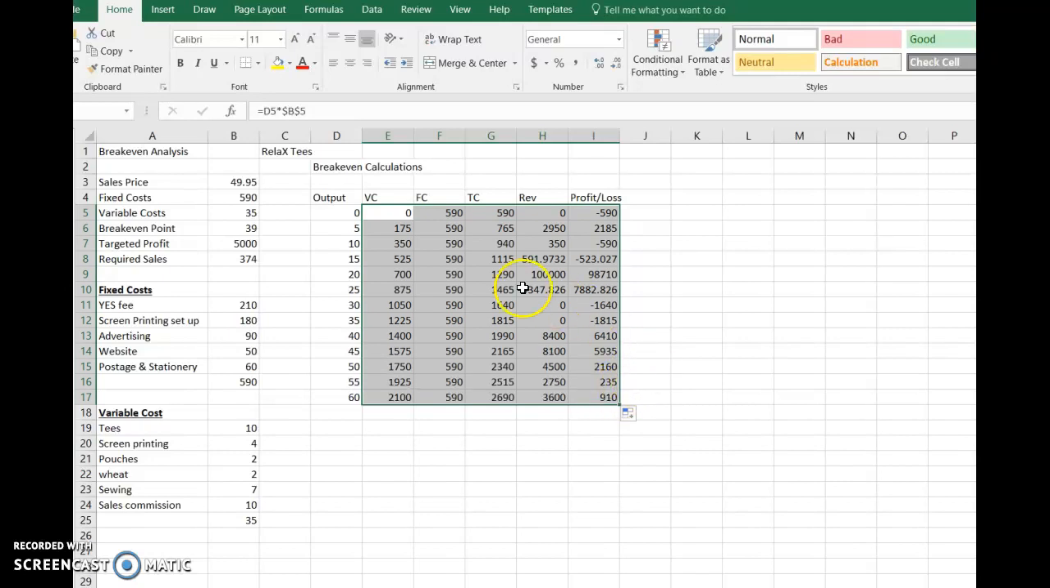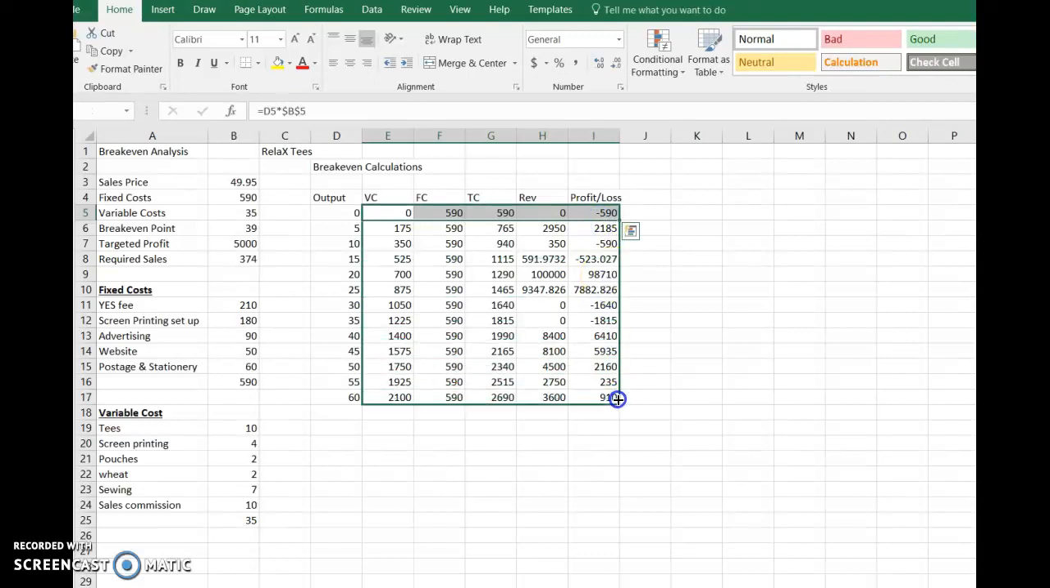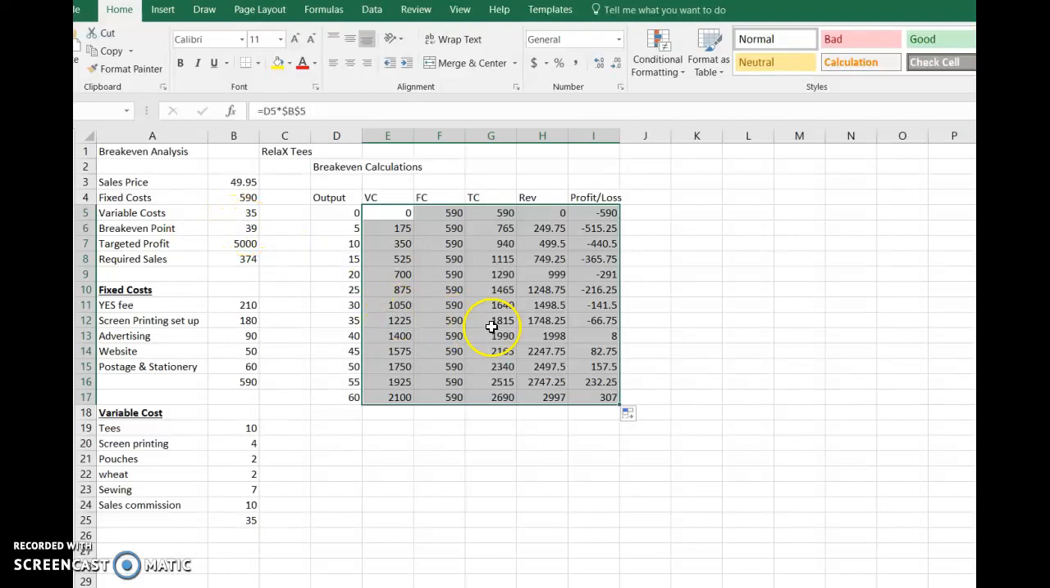Good. And something's wrong here. That's right. Total cost, revenue. I didn't absolute that B3. F4. And we'll try that again. And fill that. Great. Now you see here our break-even is 39. You can see at 40 we're only just making a profit.